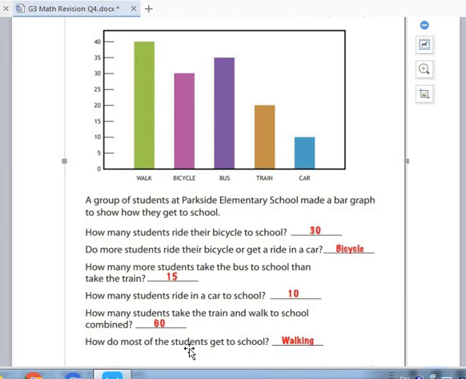How do most of the students go to school? What do you see in the graph? The highest bar in the bar graph is walking, the green bar. 40 students prefer to go to school by walking.